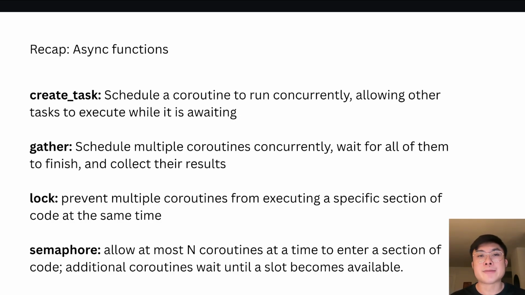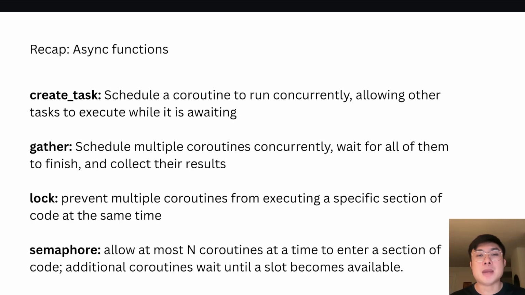Two other concepts which we will cover in other videos are the lock and the semaphore. The lock prevents multiple coroutines from executing a specific section of code at the same time. And the semaphore would allow us to run multiple of these coroutines but set a limit to it. So it will allow at most n coroutines at a time to enter a section of code.